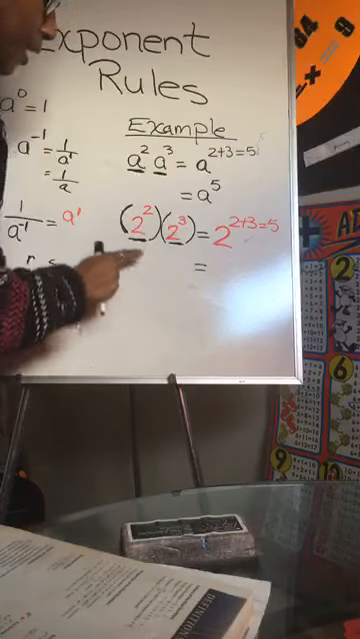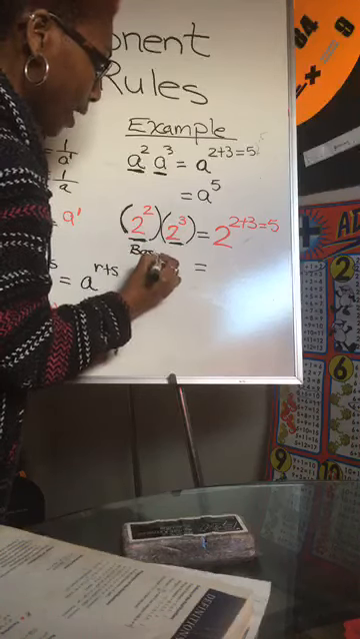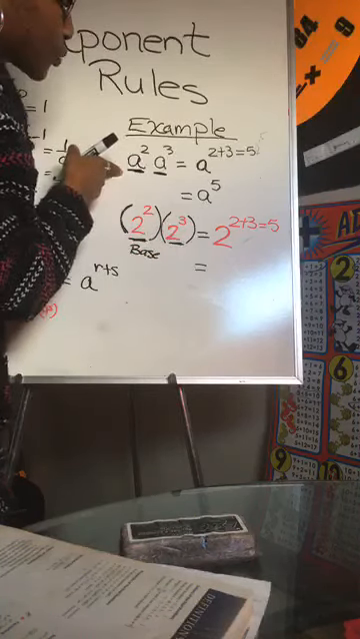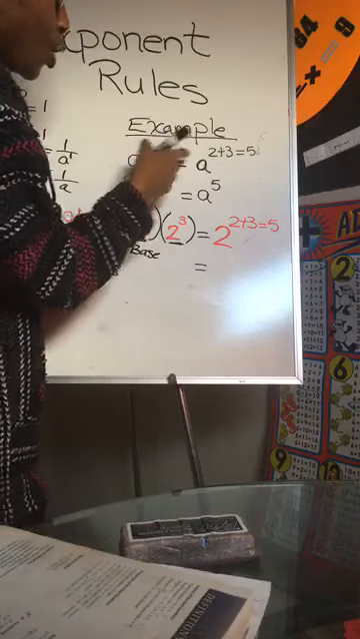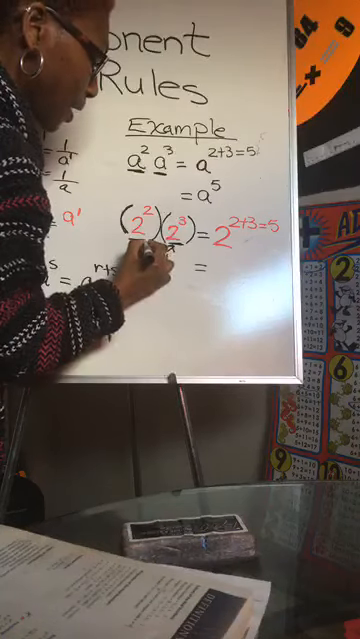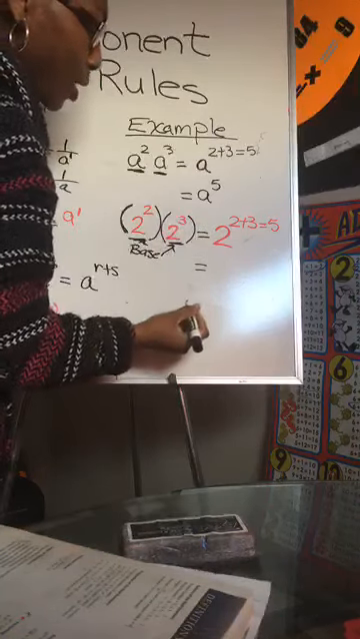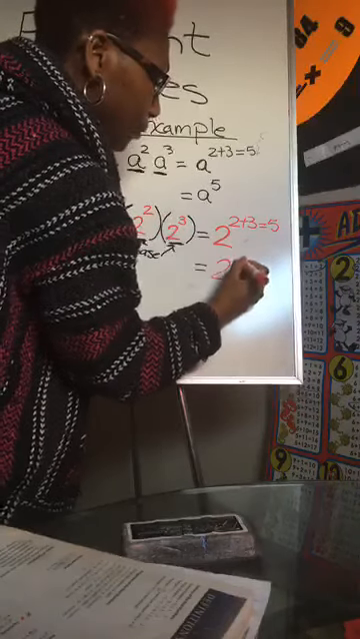All right, so let me repeat. 2 is your base. This is called your base. They must be the same so we can add, so we can follow this rule as a to the 2nd power times a to the 3rd power. We must add our exponents, okay? So this is the base and this is the base. And remember, 2 and 3 are your exponents. So now we have 2 raised to the 5th power.